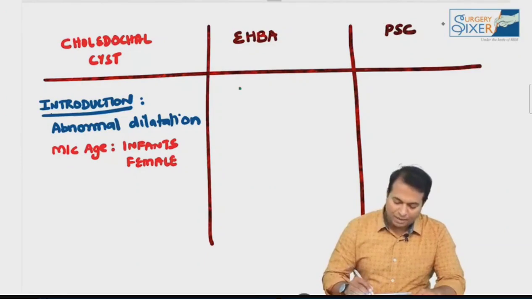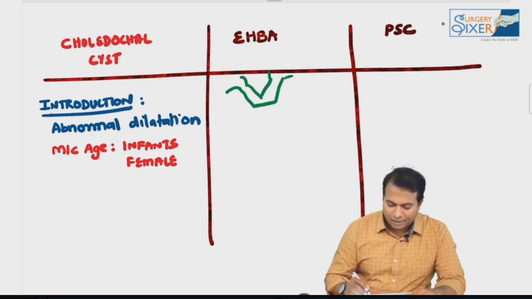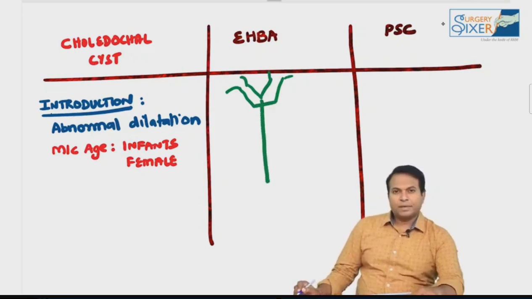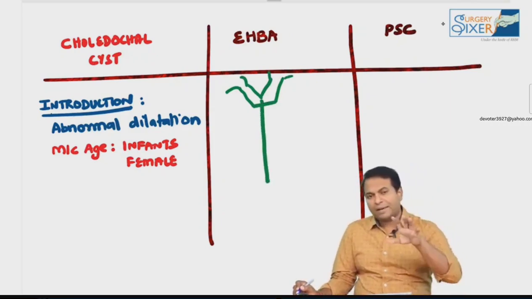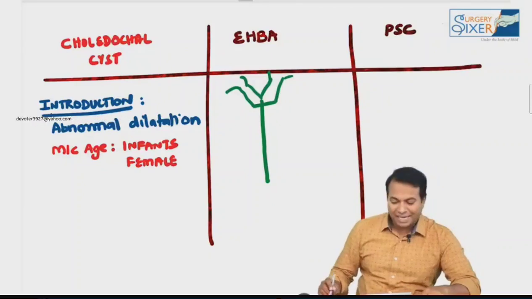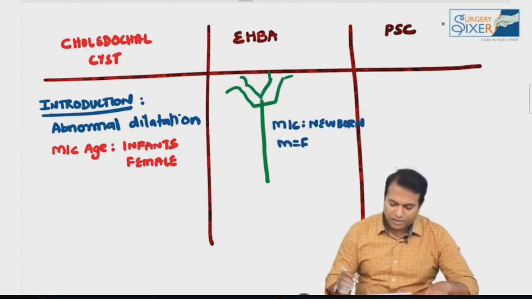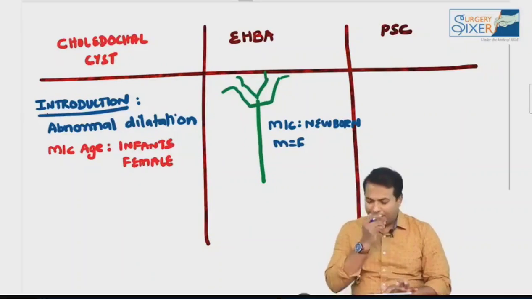What is extrahepatic biliary atresia? Inside the liver the bile ducts are normal, but once they come out, the bile duct is atretic like this. Extrahepatic, outside the liver, the bile ducts are atretic. That is extrahepatic biliary atresia, EHBA. It is most common in newborns, and it is equal in male and female. There is no sex predilection.